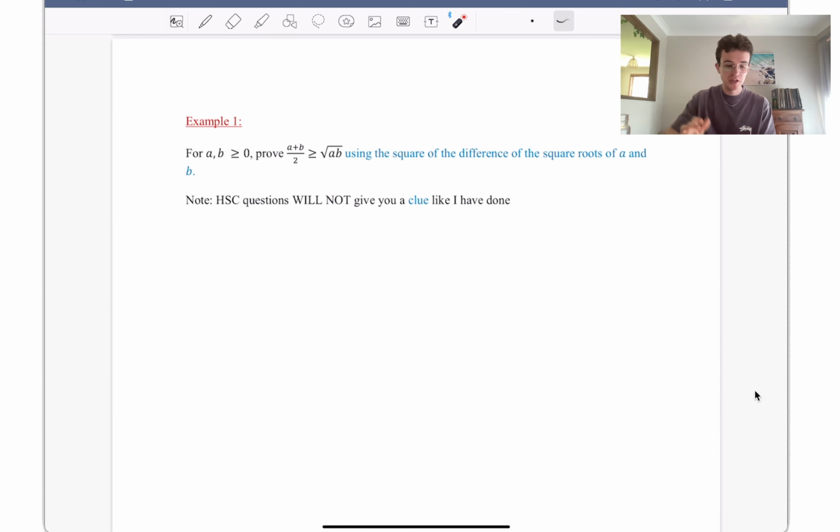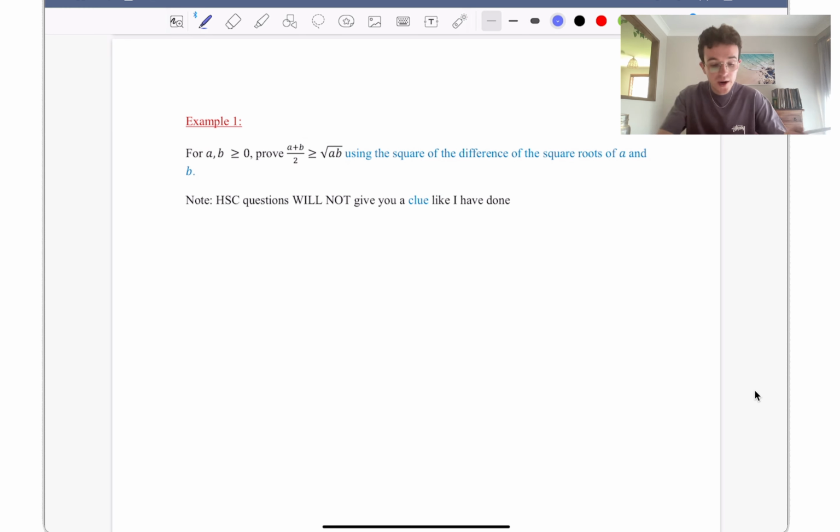So here we're proving the most basic form of this inequality when n is equal to 2. We are proving that for a and b greater than 0, a plus b on 2 is greater than or equal to the square root of ab, using the sum and difference of the square roots of a and b. Note, I don't think the HSC questions will give you this clue. They'll just give you that proof there.